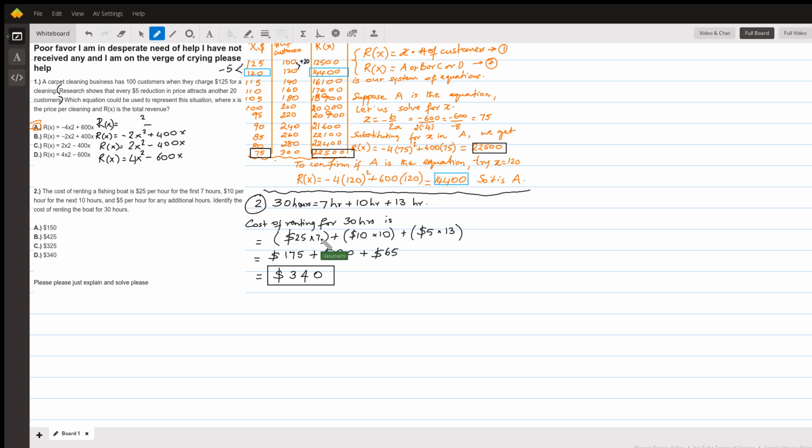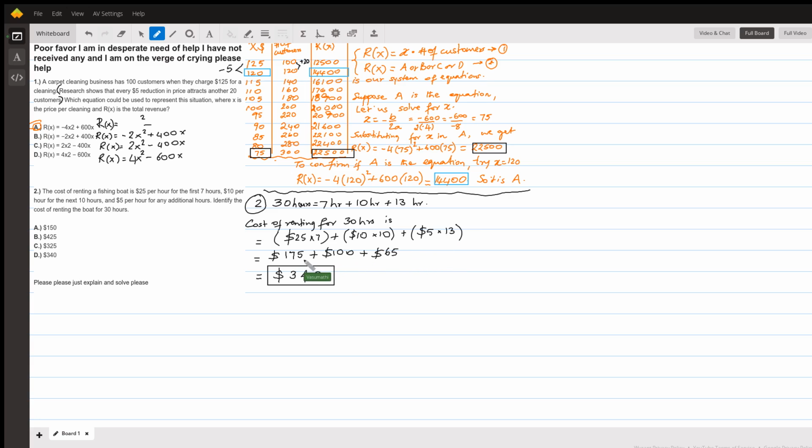So cost for the first 7 hours is $25 per hour. So I said 25 times 7, that's $175. For the next 10 hours, it's $10 per hour. So 10 times 10 is 100. And then for the remaining hours, which is 13 hours, it's $5 per hour. So 13 times 5 is 65.